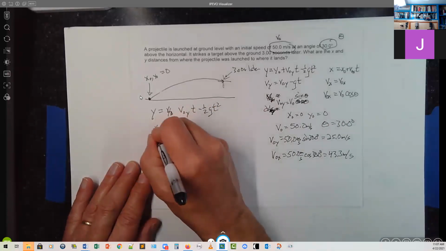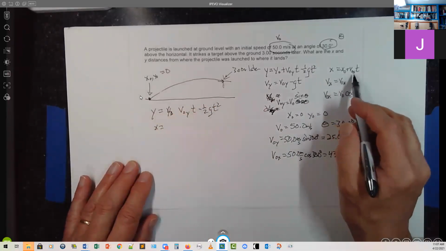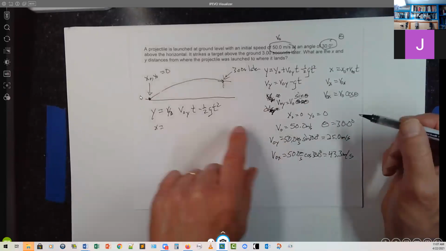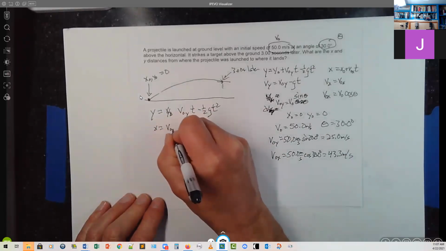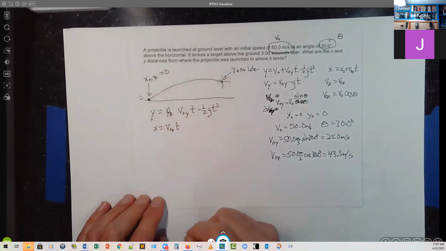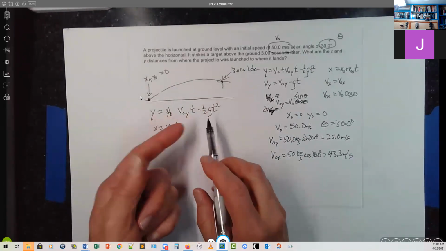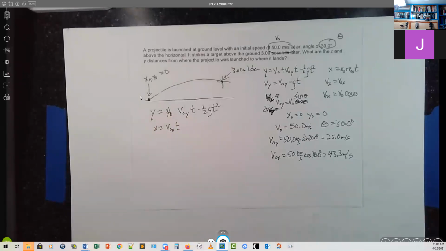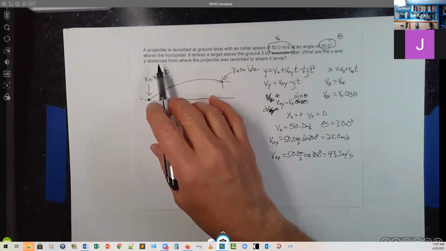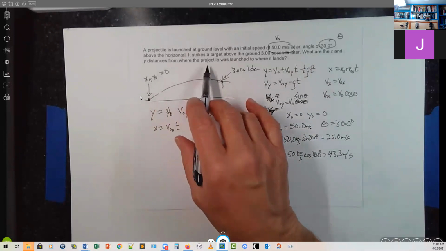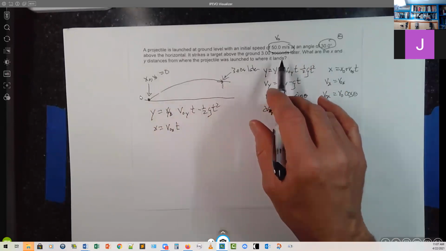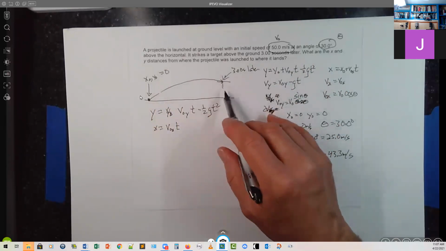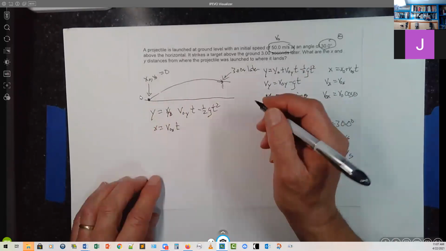The x equation, which is usually x naught plus v naught x t, I decided to make x naught 0, so this is just going to be v naught x times t. Okay, well that's easy. And I have numbers for v naught x and v naught y, and this question is a good one to start with because all they want are the x and y distances from where the projectile was launched to where it lands. Now, as far as landing goes, I don't know that it's actually going to be on land. I think it's going to be something that's above ground level, but let's find out.